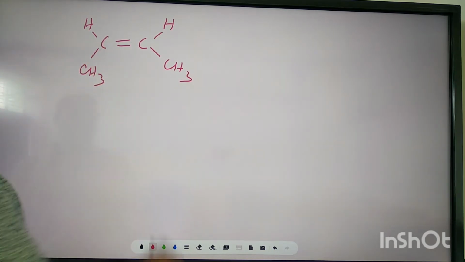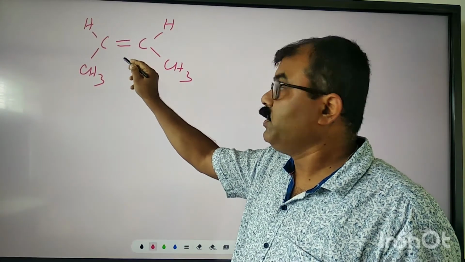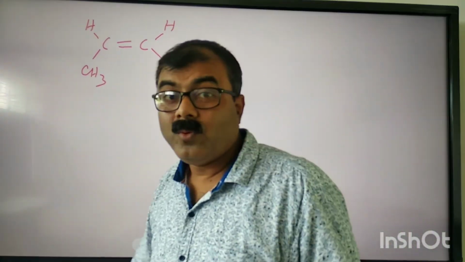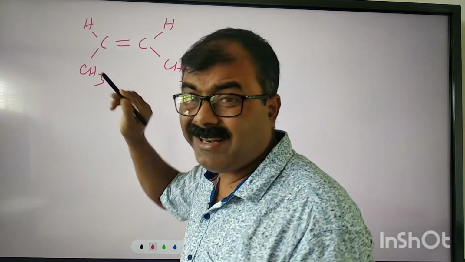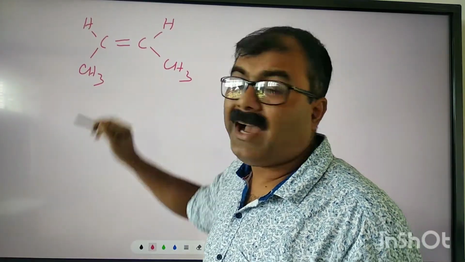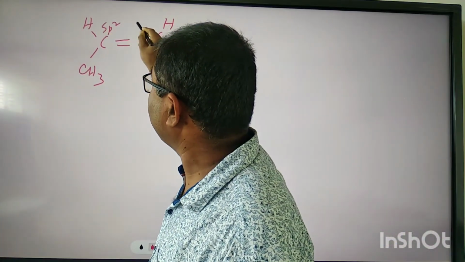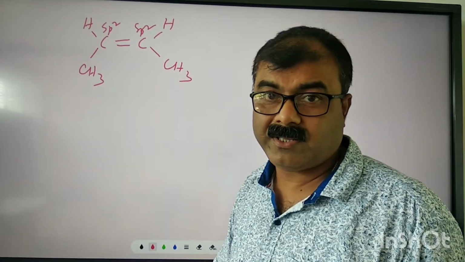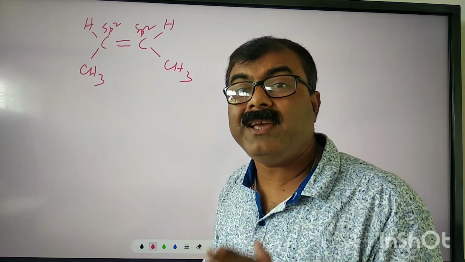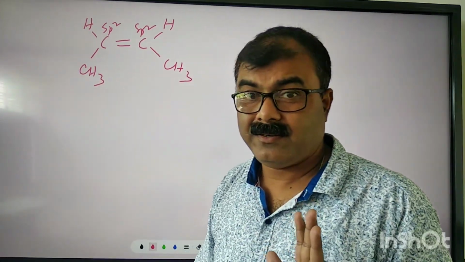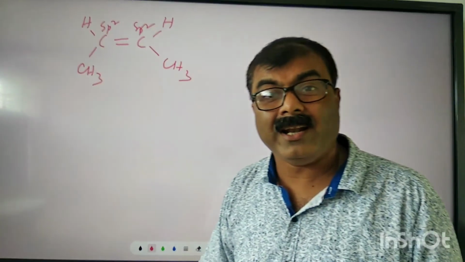This is what? Butene. So with this butene, see whether a chiral center is present or not. First of all, at a glance we can say a chiral center is not present here, because this carbon is sp2 hybridized, and this carbon is sp2 hybridized. If the carbon is sp2 hybridized, it cannot be a chiral center. Clear? So this carbon and this carbon are not chiral centers, not chiral carbons.